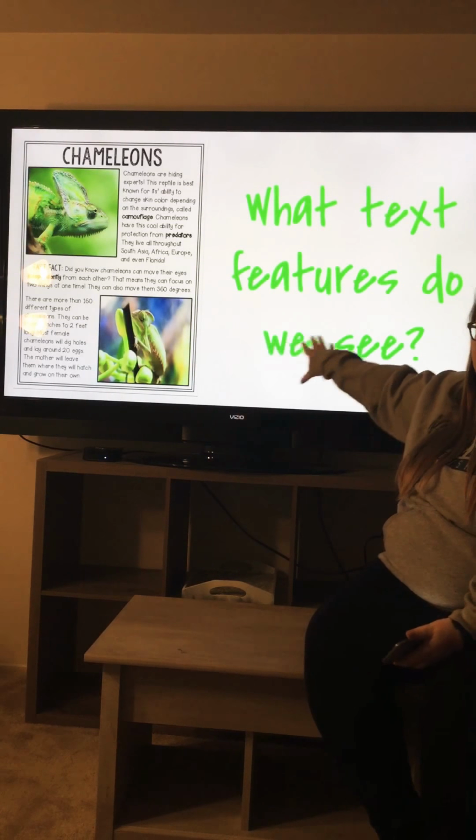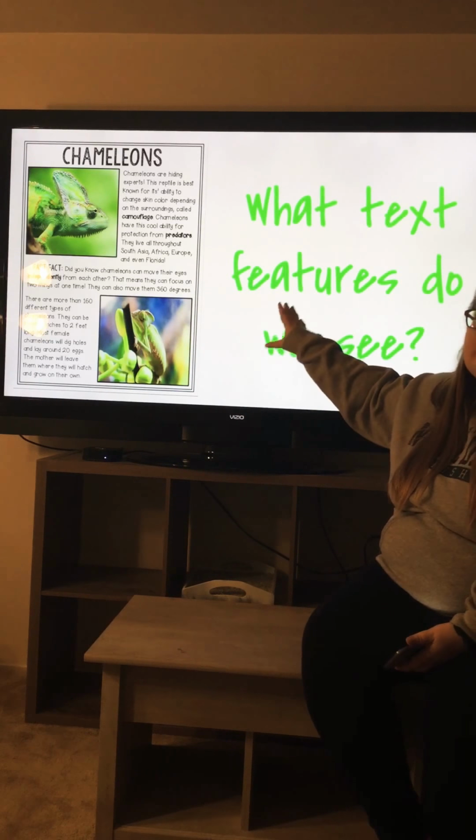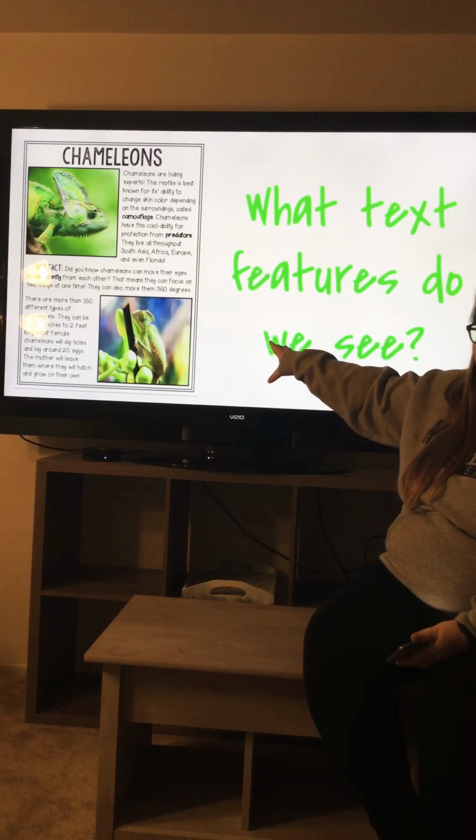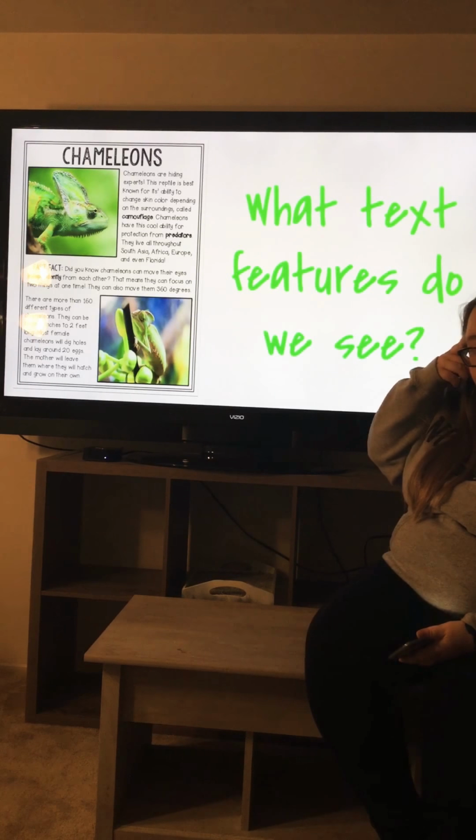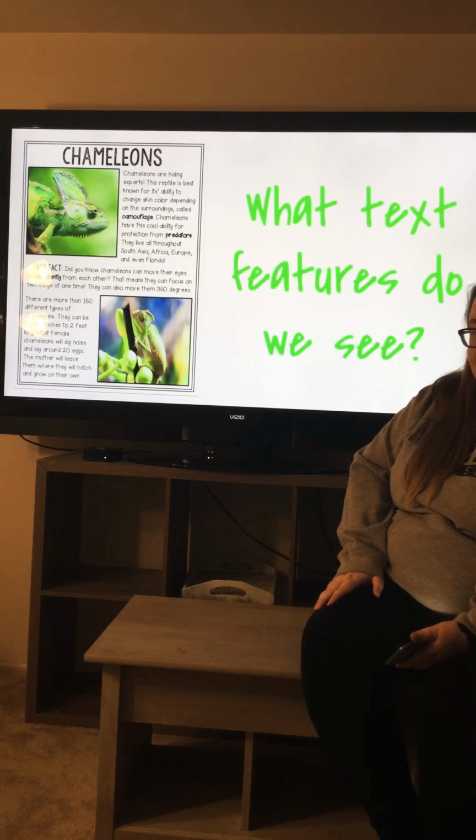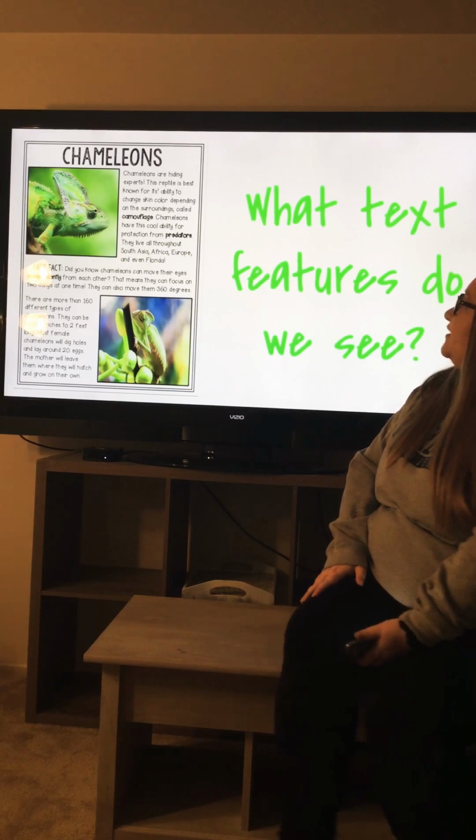Now, I'm going to read this short story to you, which is a non-fiction story about chameleons, and I want you to think what text features you notice in the chameleon story.